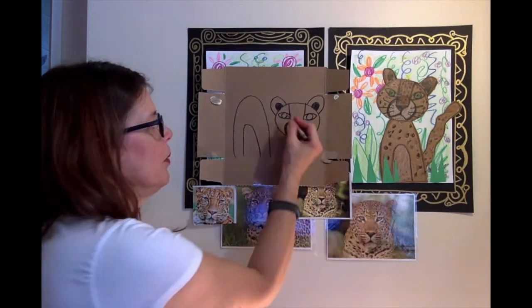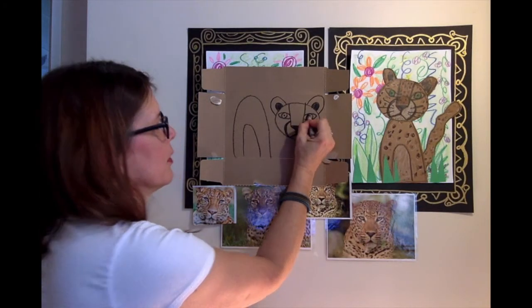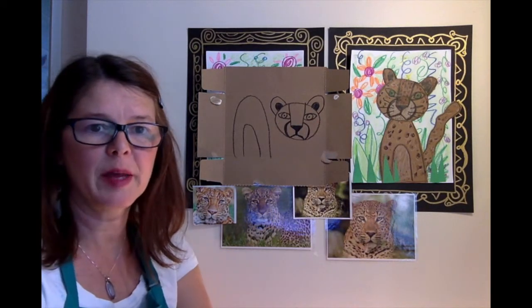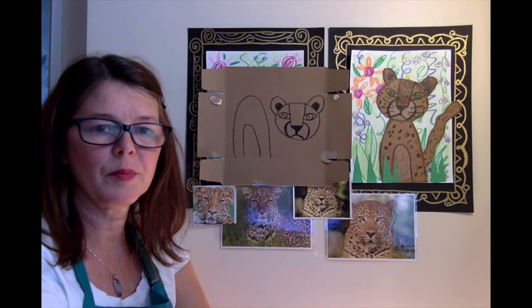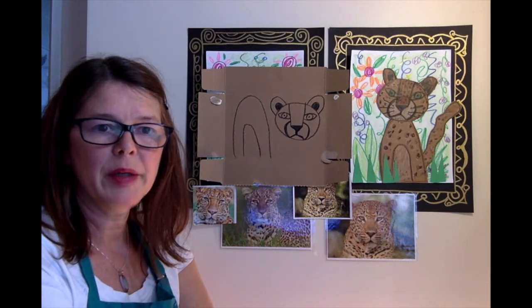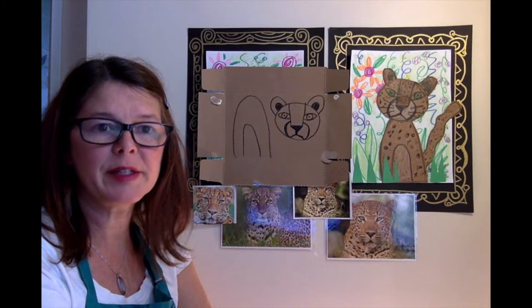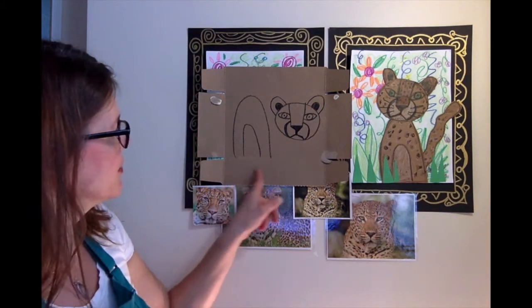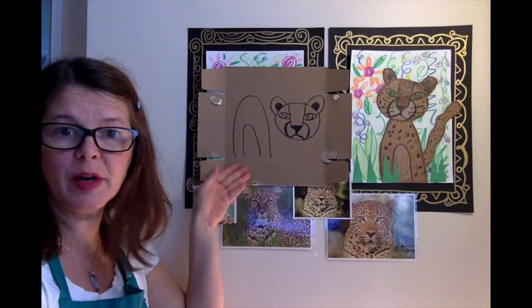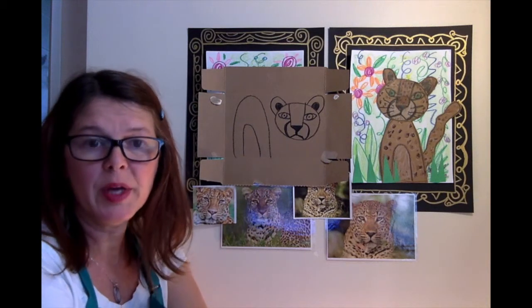And put a little pupil in the middle. Starting to look like a leopard, huh? Great. Now, let's go ahead and create his tail. We're going to use this bottom piece. If you don't have this piece down here, go get another piece of cardboard so that'll fit.